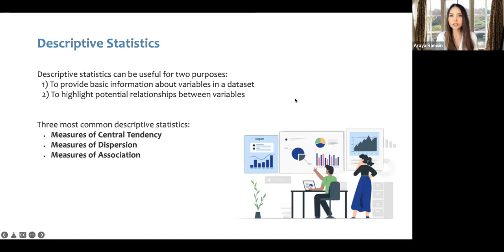There are three of the most common descriptive statistics that I think are quite important to look at. The first one is called measures of central tendency. The second one, measures of dispersion. And the last one, measures of association. But first of all, let me tell you that I'm not good at math. Math is not my cup of tea. But I conducted all my studies using quantitative design, so it's not that hard.